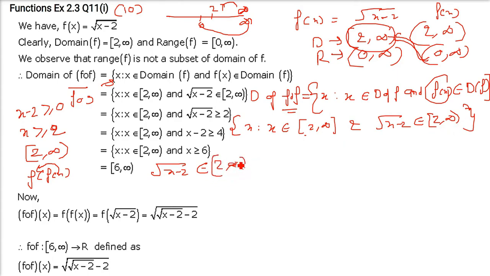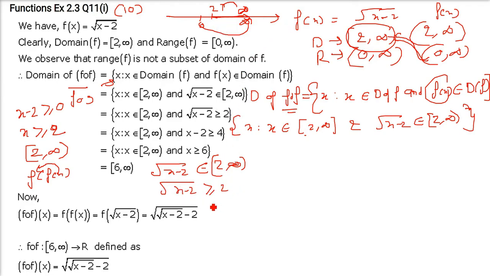So it is more than 2. That is, it is greater than 2. Under root x minus 2 is greater than or equal to 2. This means it belongs to 2 to infinity, that is, it is greater than or equal to 2.